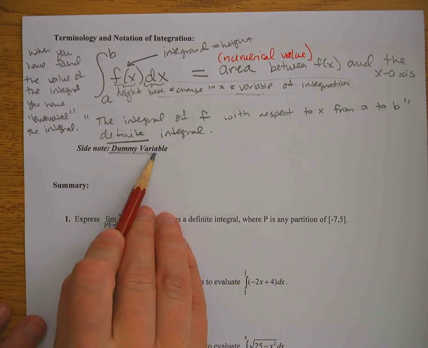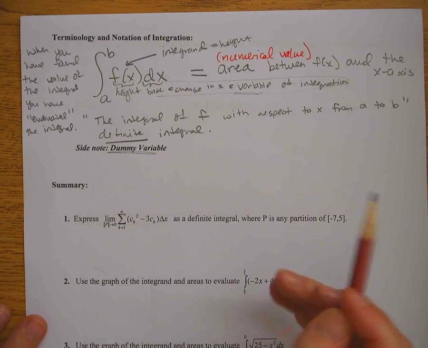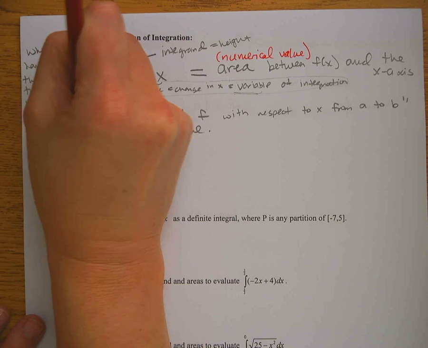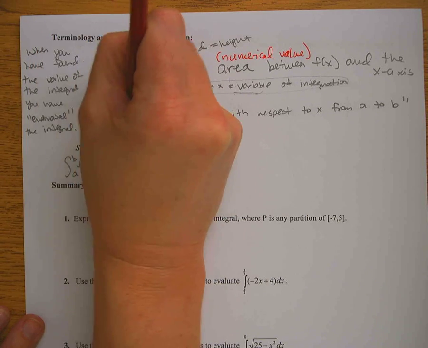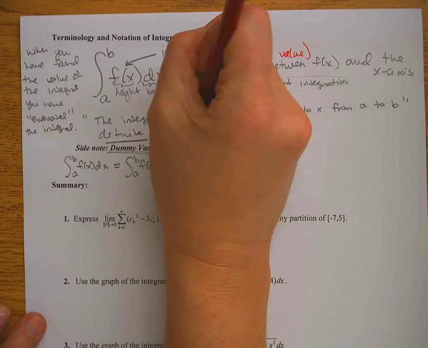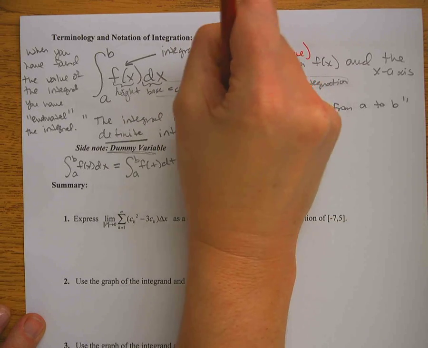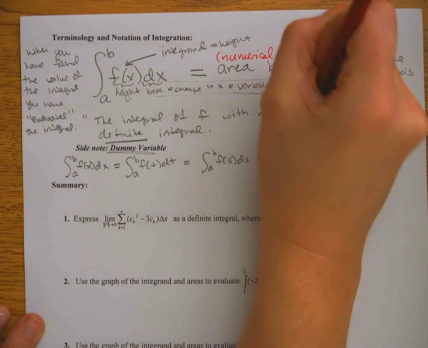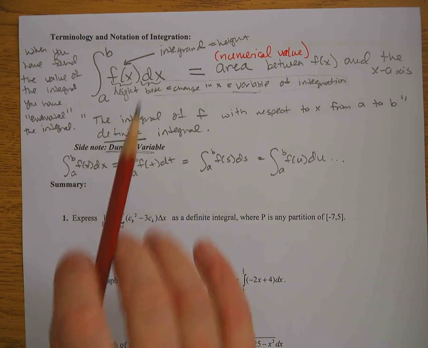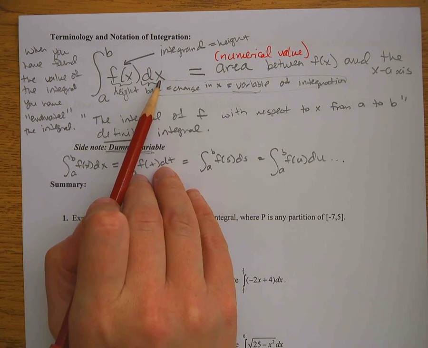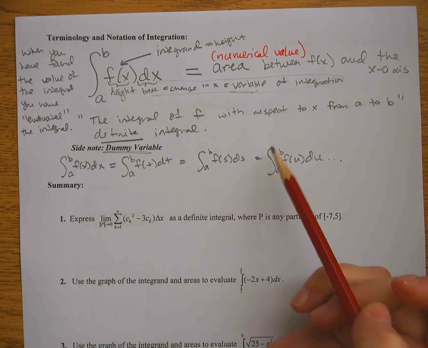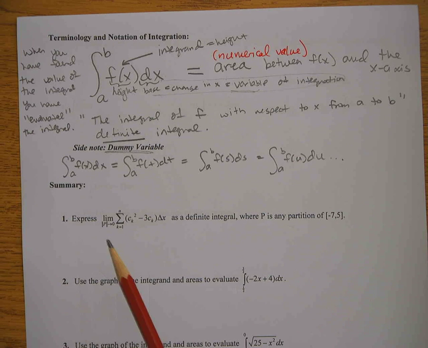And then I just wanted to point out, this here is called a dummy variable because you could call it anything. I could say the integral from a to b of f of x dx. That is no different than if I said the integral from a to b of f of t dt. Doesn't matter what I call that thing. Or I could call it the integral from a to b of f of s ds, or the integral from a to b of f of u du. Okay, you get the idea. But I just wanted to point out, we call this a dummy variable not because it's a dummy, but because it doesn't have any significance. You can call it whatever you want. It still will be the area between f and the x-axis.